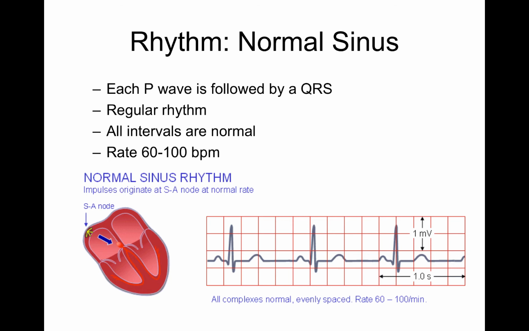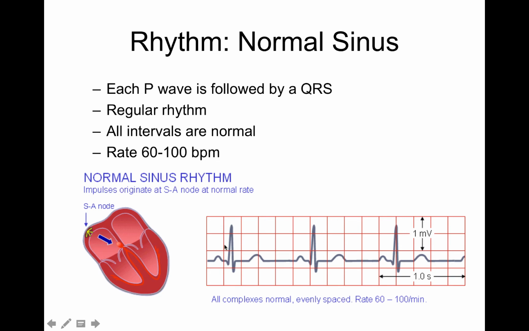All intervals are typically normal with a normal sinus rhythm, and our rate is between 60 and 100. We have our Q, we have our R, and we have our S, and we have a T wave. So P wave, Q, R, S, T. P wave, Q wave, R, S, T.